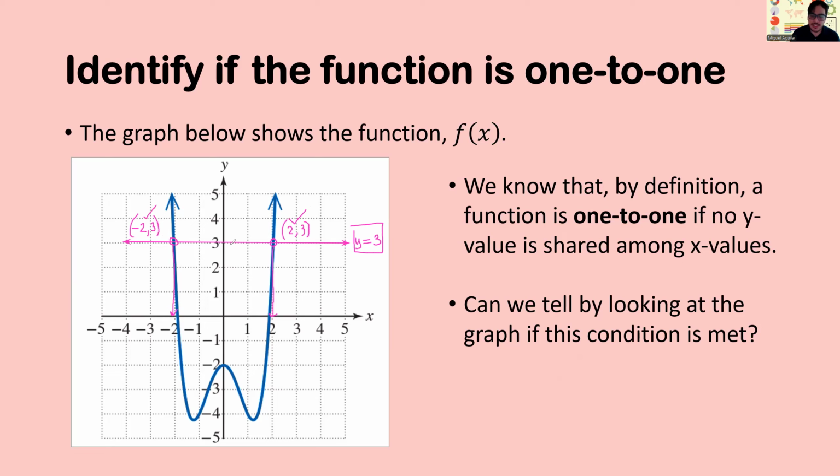But based on the definition that I've been beating into the ground here, that's not going to be allowed for our one-to-one functions, okay? So we can use this new tool, a horizontal line test, to see if our functions are one-to-one, okay?